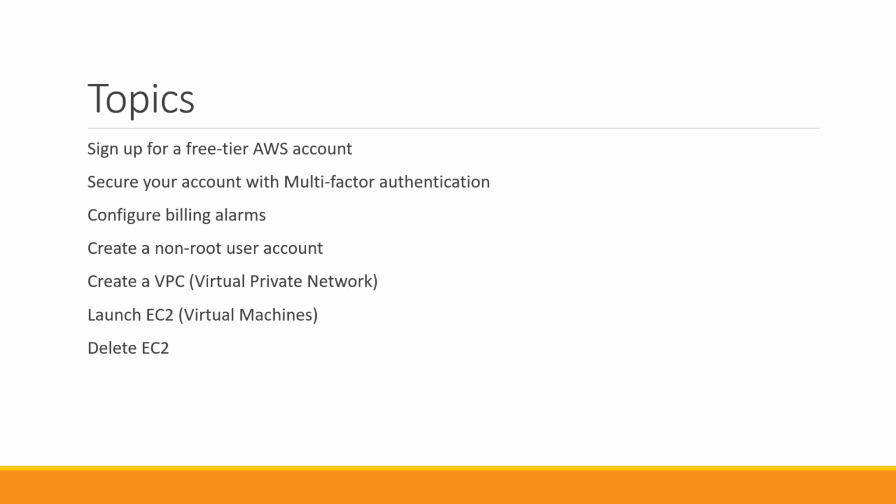Next, we'll be setting up a non-root user account in our cloud environment. After that, we'll be setting up a virtual private cloud. This basically acts as our network in our cloud environment. Then finally, we'll be launching an EC2 instance. An EC2 instance is basically the same thing as a virtual machine, but is just hosted in the cloud instead of on an ESXi server, per se.